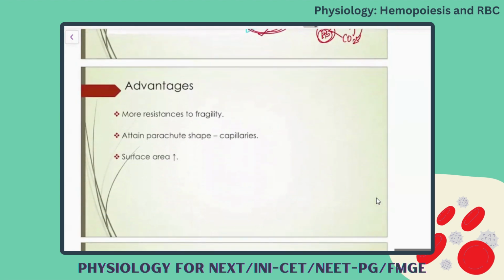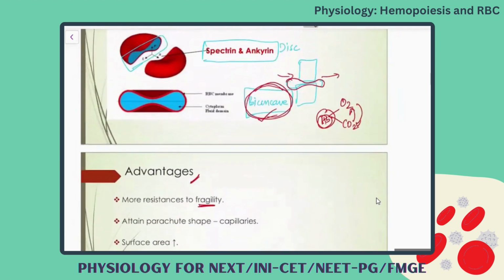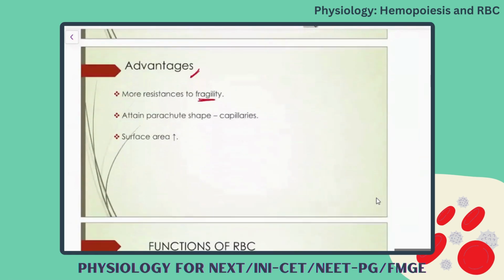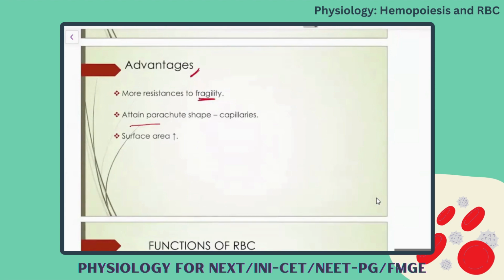Another advantage of the shape is that it is resistant to fragility. If the cell does not remain biconcave, when it is squeezing from one side to the other, there is more chance of rupture. So it remains more resistant to fragility of the membrane. It also attains a parachute shape when it is present in the capillaries, so it can easily move inside the capillaries, like this.